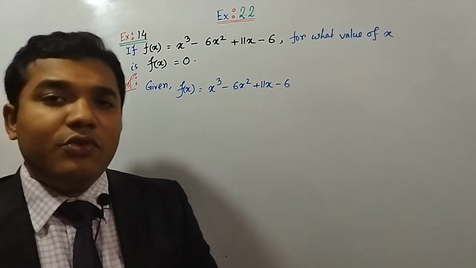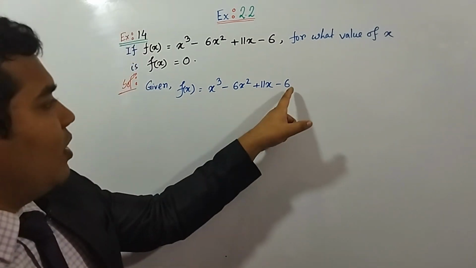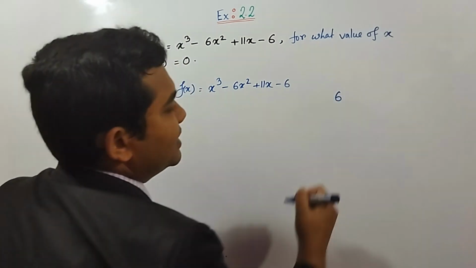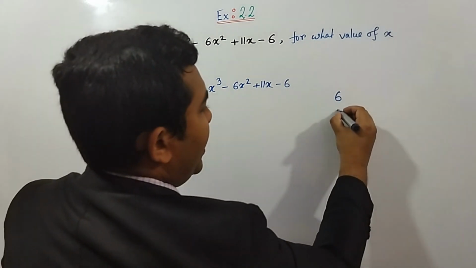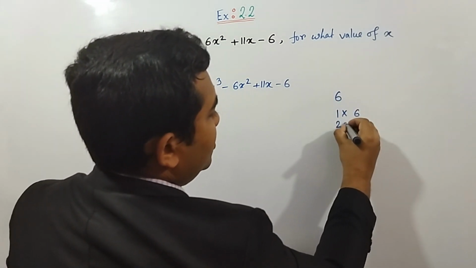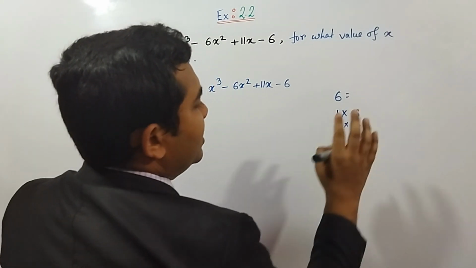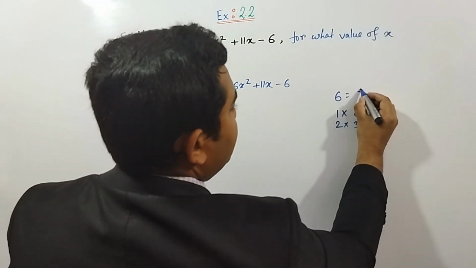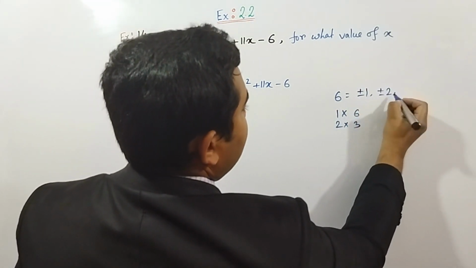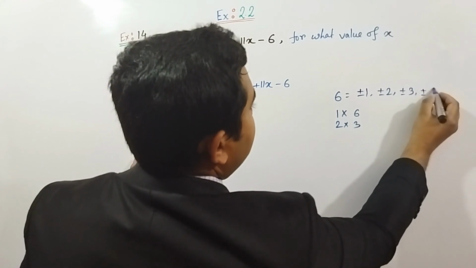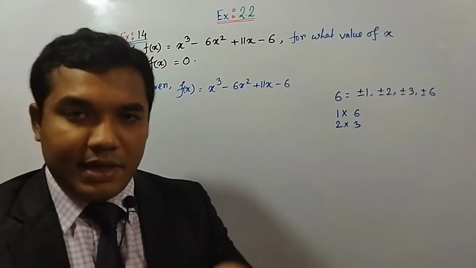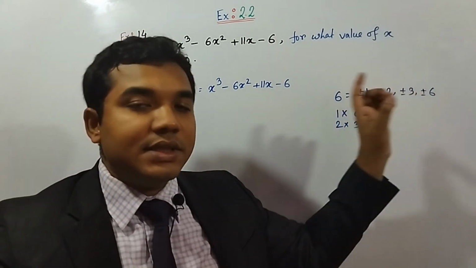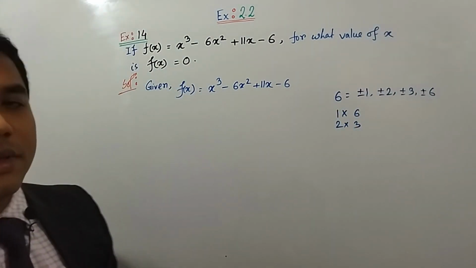So we have to first find the factors of this constant part. How many factors of 6 are there? We can find them very easily: 1 into 6, 2 into 3. So we will get 8 factors, that means plus minus 1, plus minus 2, plus minus 3, plus minus 6. That means for one of these 8 values the function will be 0.